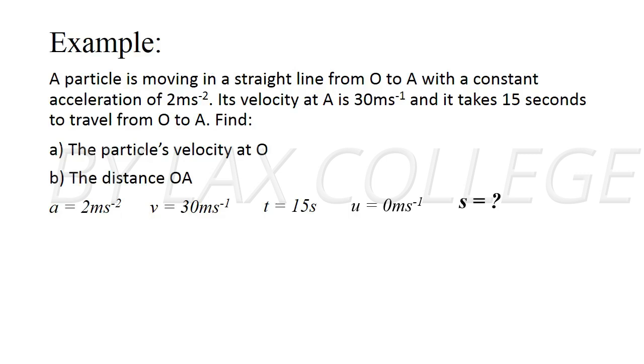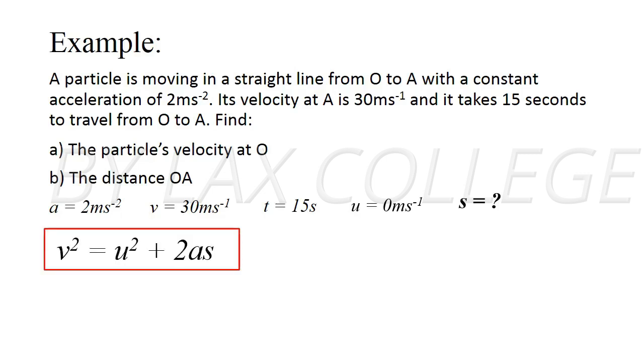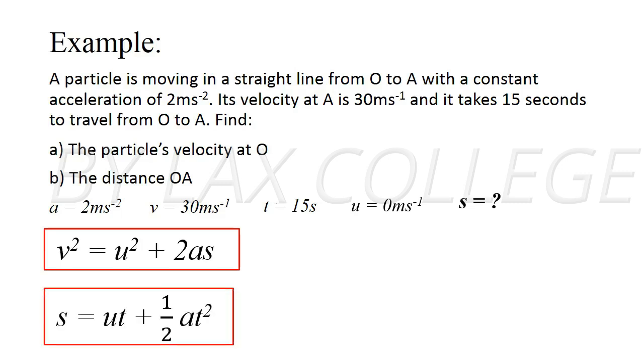After you list out all the information, you choose the best formula. In this case, we can use two formulas. The first one, v squared equals u squared plus 2as. And the second one, s equals ut plus half at squared. It's up to you whether you want to use the first or the second formula. For today, I'm going to use the first formula, v squared equals u squared plus 2as. Let's substitute the values: 30 squared equals 0 squared plus 2 times 2 times s. With simple maths, you get s equals 225 meters.